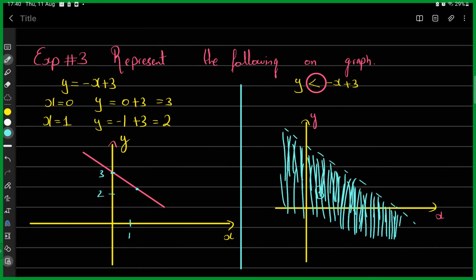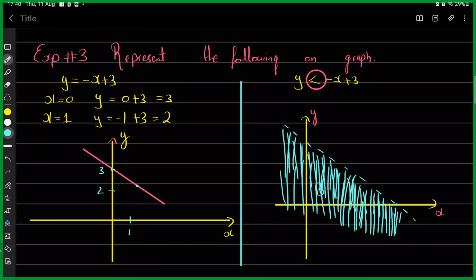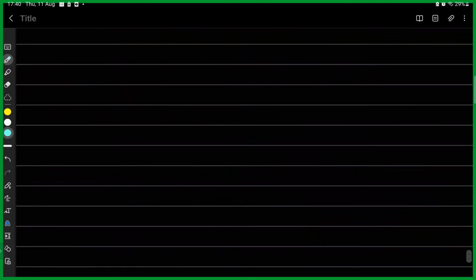For the next part, this is a question for you, which you can do in 5 minutes. You do it right now in front of me. This time around, I would give you the shaded region and I would want you to make the corresponding inequality.